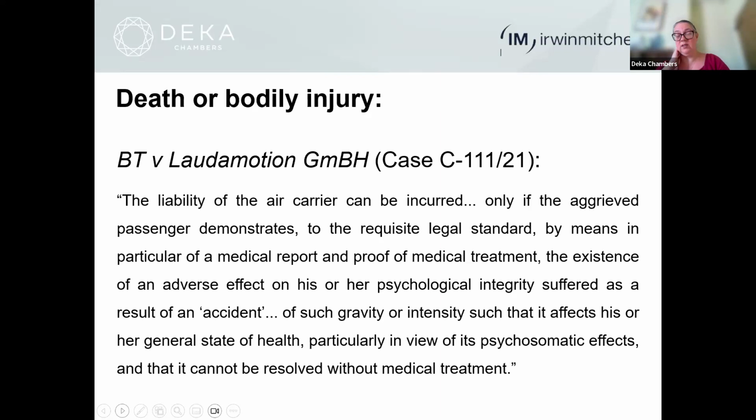I think that's just simply wrong, actually. The English courts have not been asked to follow it in any reported cases. I don't think they would. And the reason I don't think they would follow it is that it reads into the convention words that aren't there. It applies a standard of proof, or an evidential standard of proof, that isn't there. And it also applies a gravity of injury that isn't there either.